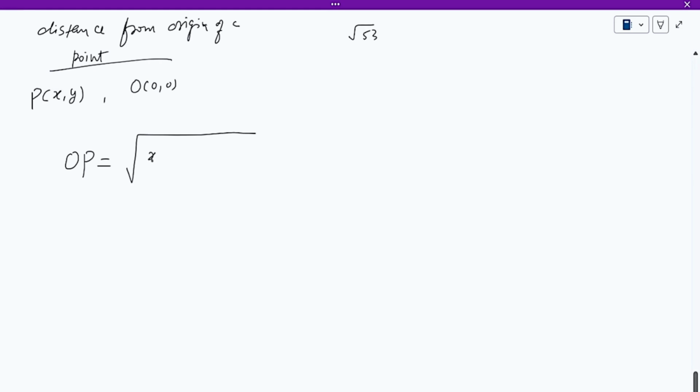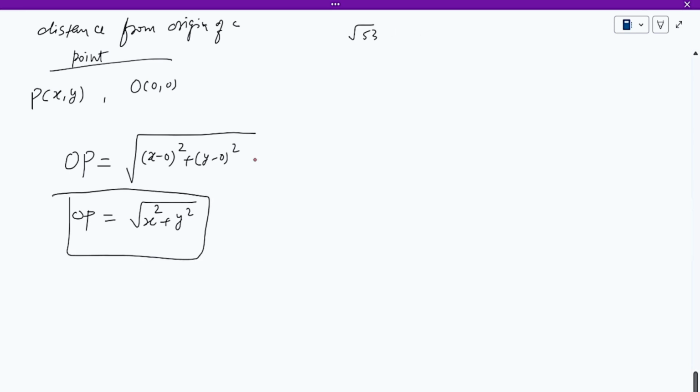Under root of x minus 0 square plus y minus 0 whole square. So x minus 0 is nothing but x square and y minus 0 is y square. So this is the square root of x square plus y square. So this is the formula we'll use for distance of a point from origin. Distance of a point from origin is nothing but the square root of the x component squared plus the y component squared. Right?